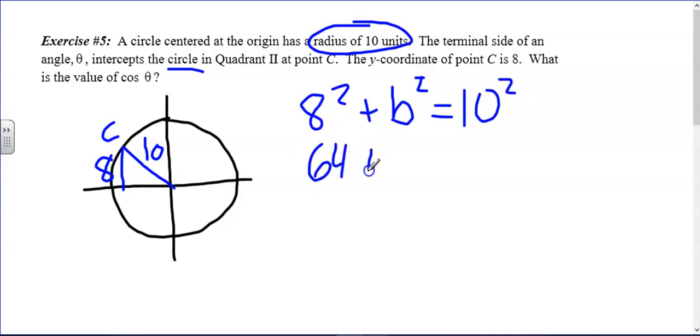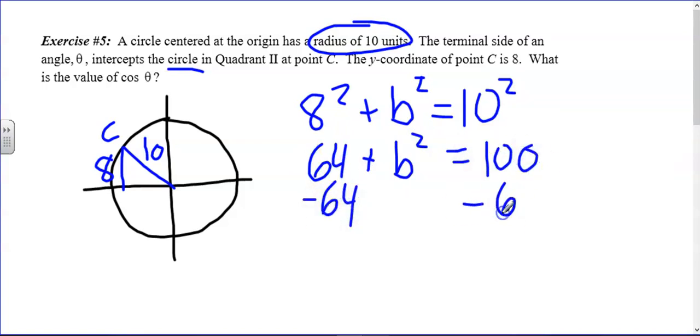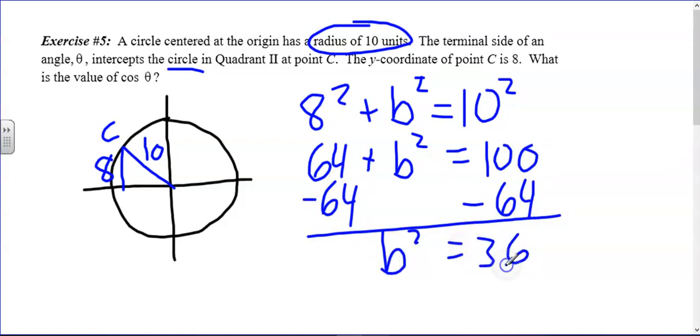So 64 plus B squared equals 100. Subtract 64. B squared equals 36. Square root, square root. This one does come out nice. So this side is 6. Now, super important, I went to the left, so it's going to be -6, because when you graph, anything to the left is a negative number. If I go up, it's positive. The hypotenuse is always positive.